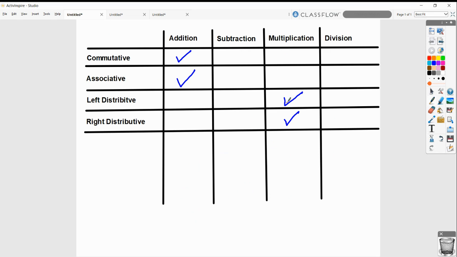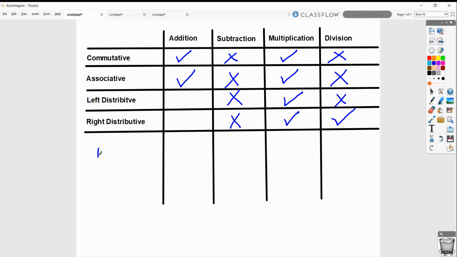So multiplication is left distributive as well as right distributive. Subtraction is not commutative. It is not associative. It is not left distributive or right distributive. Multiplication is commutative as well, associative as well. Division is not commutative. It is not associative. Division, is it left distributive? No. Yes, it is right distributive. That means if the distribution is there on the right side, it works.